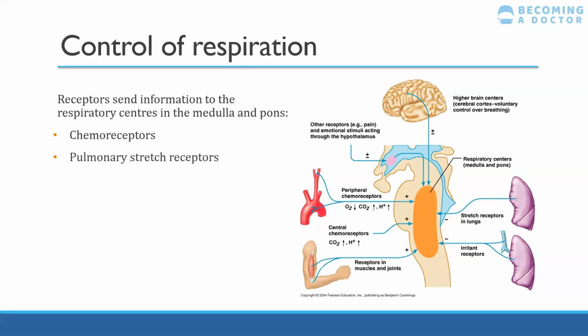You also have pulmonary stretch receptors in the lungs, and these send information about lung expansion and how the lungs are changing in size. And you also have irritant receptors, and these are found in the lungs and in the trachea and bronchioles, and these detect if there are any irritants there that might need to get coughed out. And you have things like muscle stretch receptors and joint proprioceptors, which are sending information to the respiratory centers about how the limbs are moving.